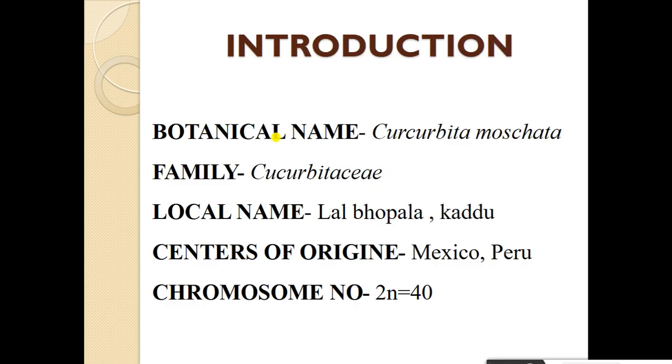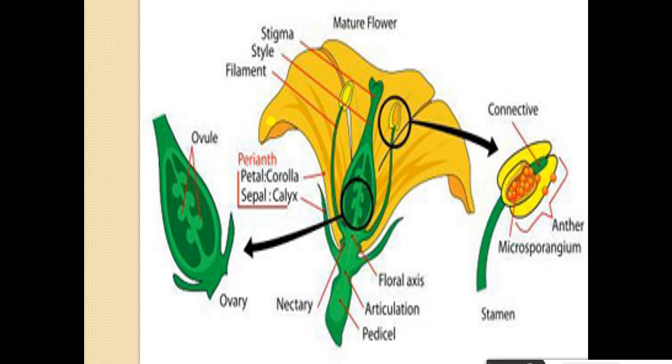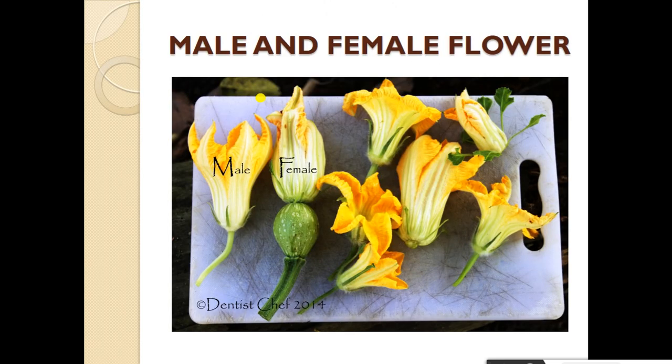First, introduction: botanical name Cucurbita moschata, family Cucurbitaceae, local name Lal Bhopra or Kaddu. Then center of origin, that is Mexico Peru region, and chromosome number 2n is equal to 40. Then see the flower of the pumpkin crop with their dissection. Then male and female flowers, see the male flower and female flower of the pumpkin crop.